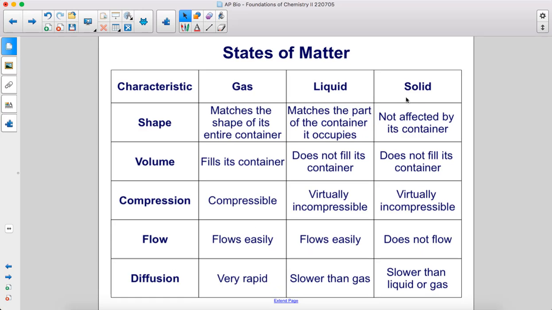Here is another summary of the states of matter. Gases match the shape of their entire container. They fill their container, they are compressible, they flow easily, and they diffuse very rapidly. Liquids match the shape of the part of the container that they occupy. They do not fill their entire container. They're virtually incompressible, they flow easily, and they diffuse slower than gas. Solids are not affected by their containers. They don't fill their containers. They're also virtually incompressible, they do not flow, and they diffuse slower than liquid or gas.